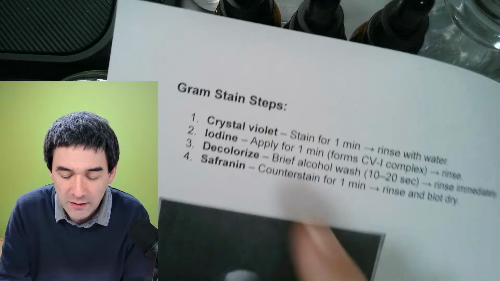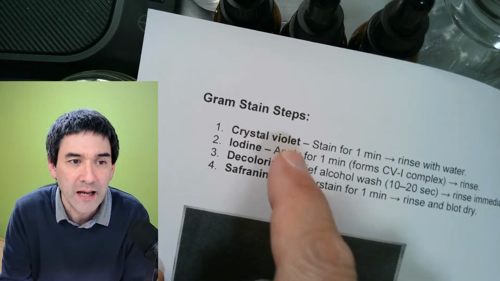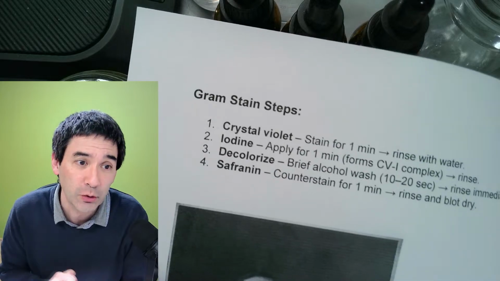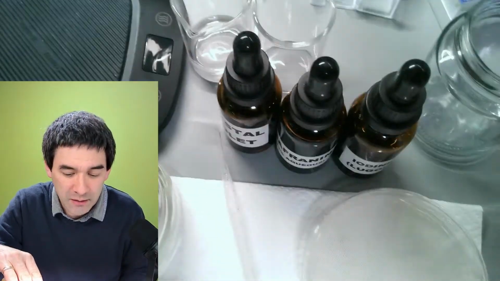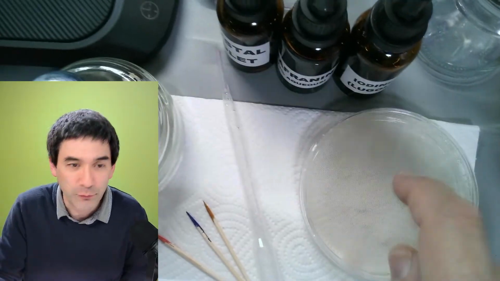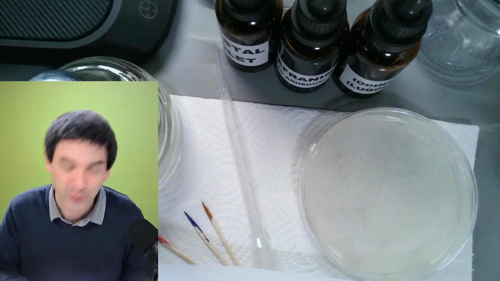But essentially, you need crystal violet, iodine, and safranin, and you also need alcohol here for washing. Basically, I've got everything set up over here in my limited desk space, and of course, I need some bacteria, which I've also got over here.